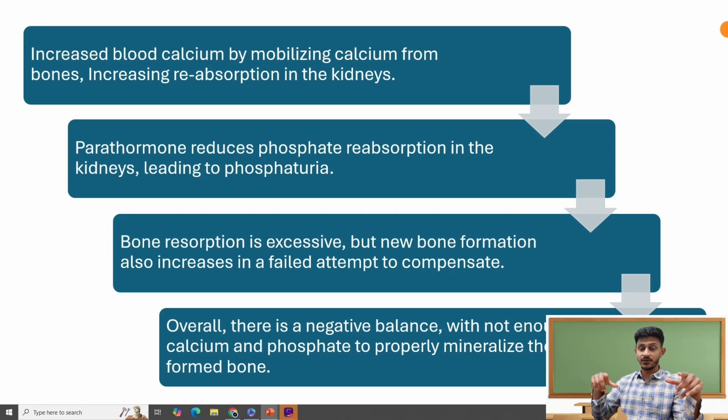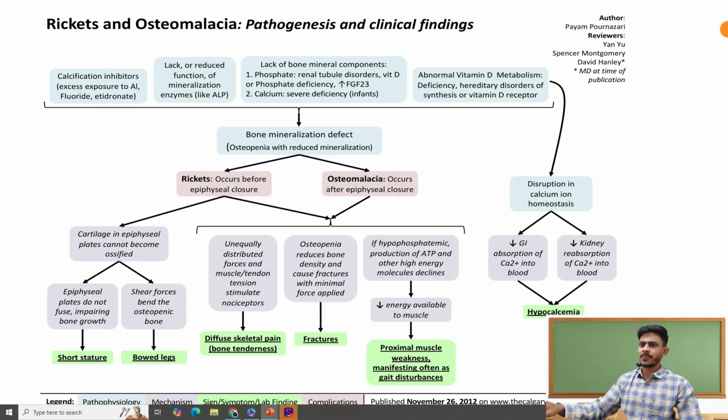But there is osteoid formation in the bone, and the bone is trying to form new bone, but there's not enough calcium to mineralize it. So overall, there's a negative balance with not enough calcium phosphate to properly mineralize the bone. So the bone becomes weak and easily deformed, which leads to all the deformities that occur in rickets. This is another flowchart you can go through. You can pause the video. It pretty much explains what I explained.